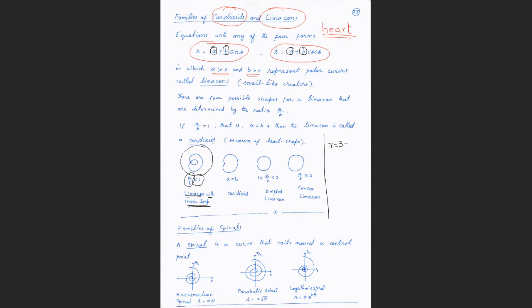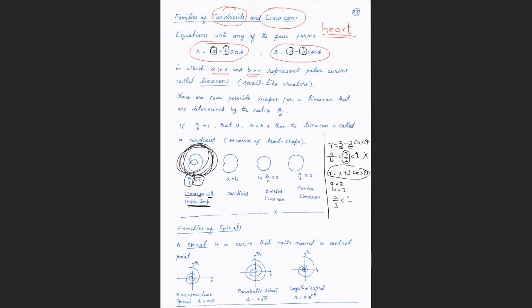For example, we have r is equal to 3 plus 2 cosine of theta. 3 is a and b is 2. So 3 divided by 2, is this less than 1 or not? No. It is greater than 1; 3 divided by 2 is 1.5. For example, if you have 2 plus 3 cosine of theta, here a is equal to 2, b is equal to 3, and 2 divided by 3 is less than 1. Yes, less than 1. So this graph will be this shape.